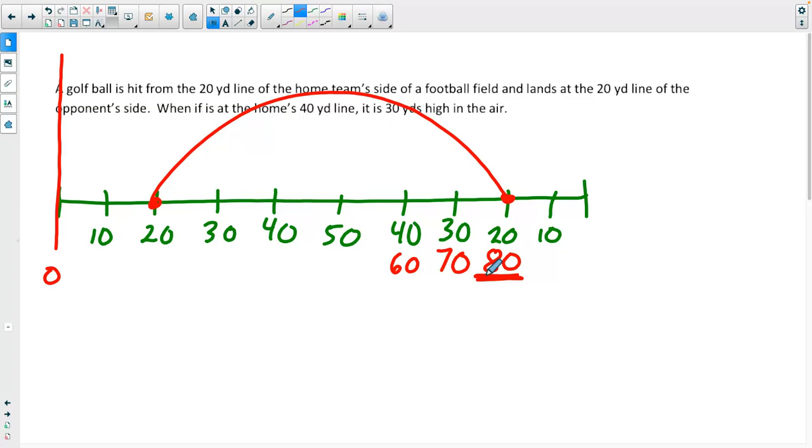And it also tells us when it's at the 40-yard line of the home team's side, so that'd be right here, it is 30 yards in the air. Is that a vertex? Does it tell us it's the highest point? Or the lowest point? Or a max or a min? No. So you can't assume it's a vertex. It wouldn't make sense to be.